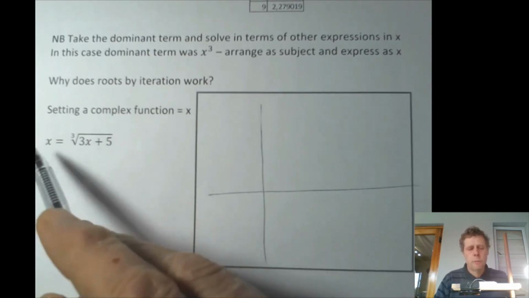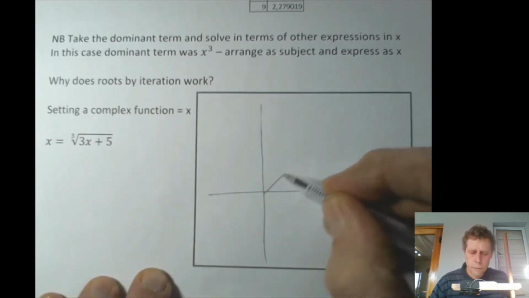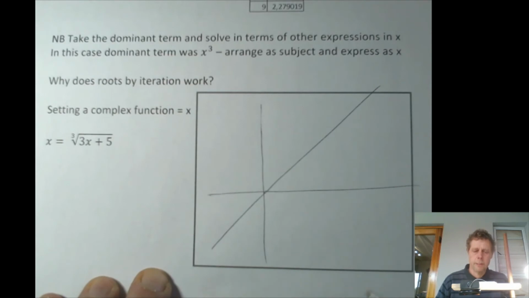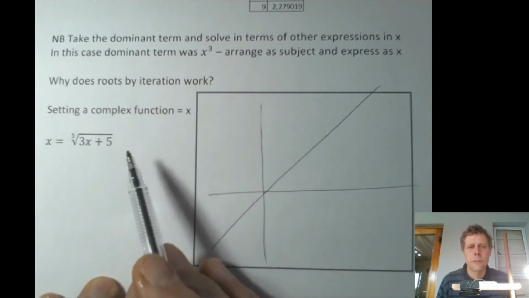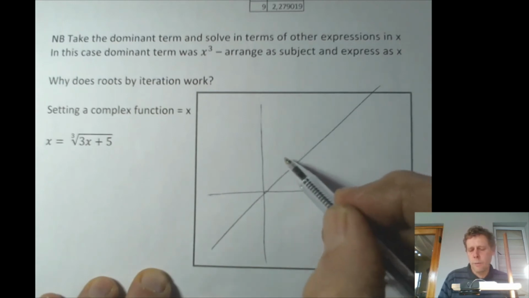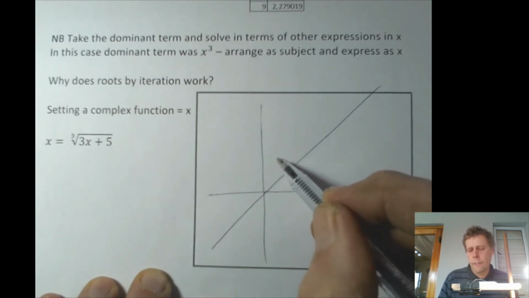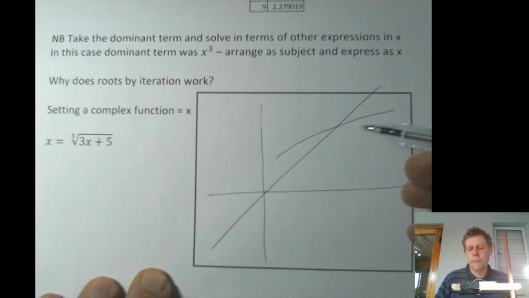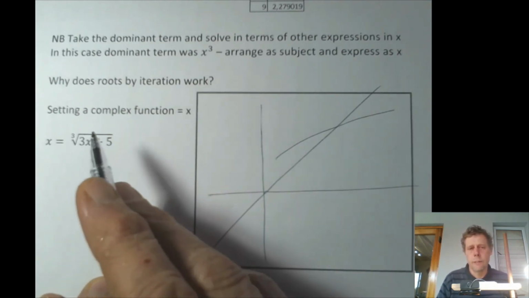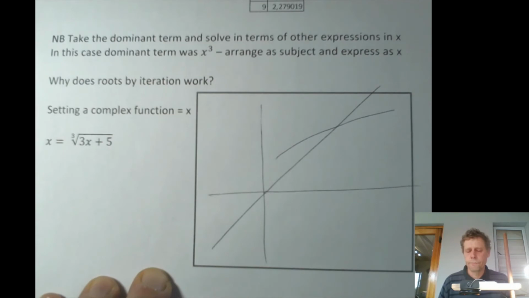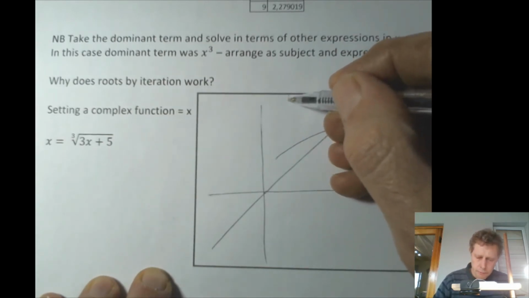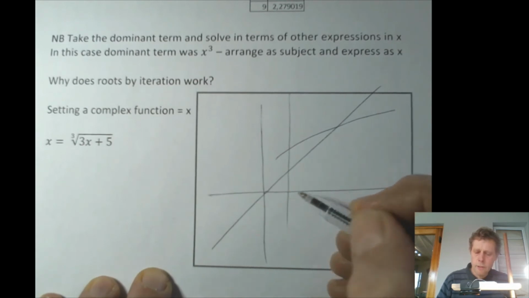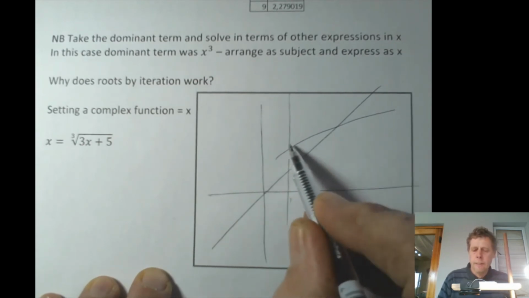Since we've got x on the left-hand side, we can plot y equals x. That's nice and easy. And then we've got some sort of complex function. Don't worry too much about the complex function, but let's draw some sort of function like that. And where the two meet, that's the value of x that we're looking for, where the condition is satisfied. So let's say we were to pick any value. Let's say we pick x over here, and let's say that's 1.